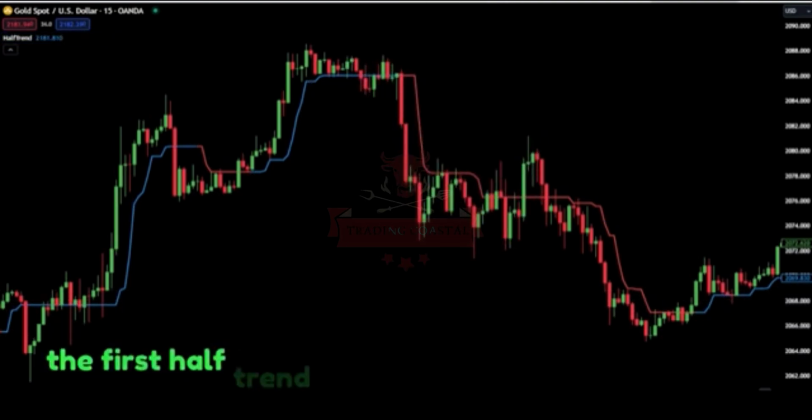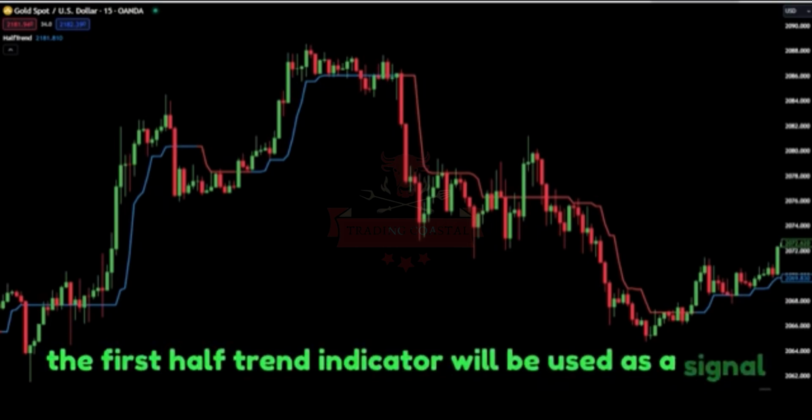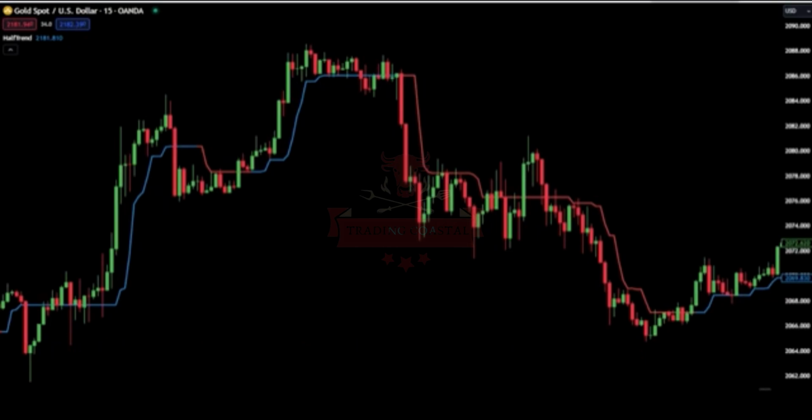The first HalfTrend indicator will be used as a signal guide in the market. If the HalfTrend line is blue, it indicates a bullish trend. On the other hand, if the HalfTrend line is red, it signifies a bearish trend.